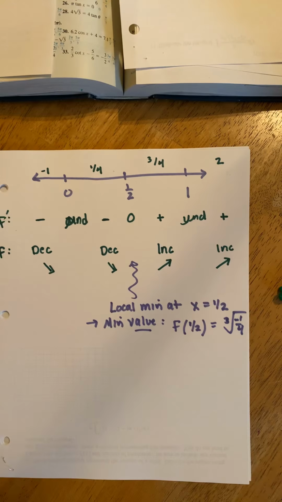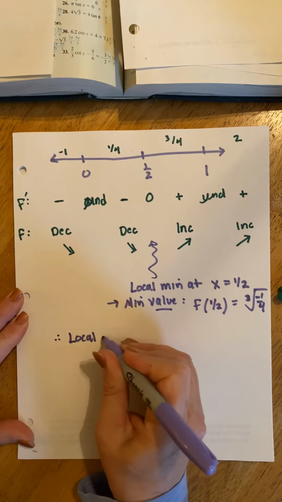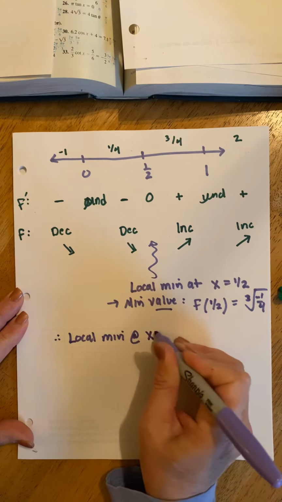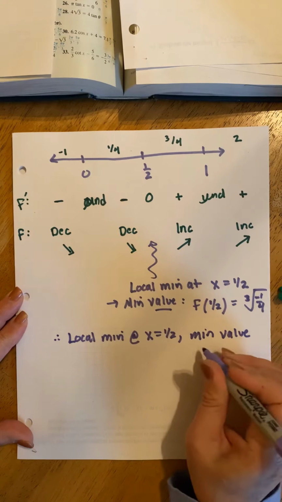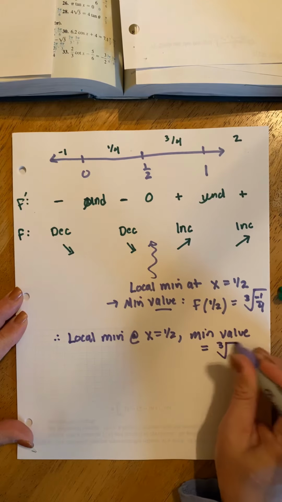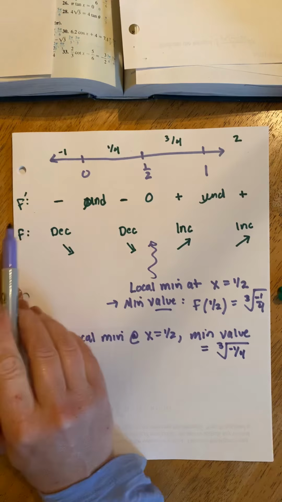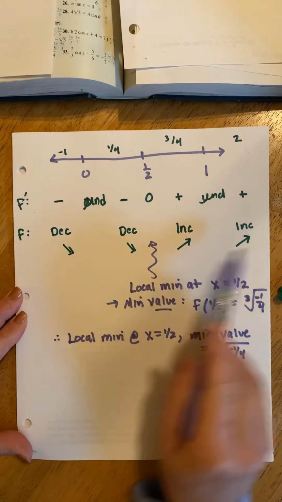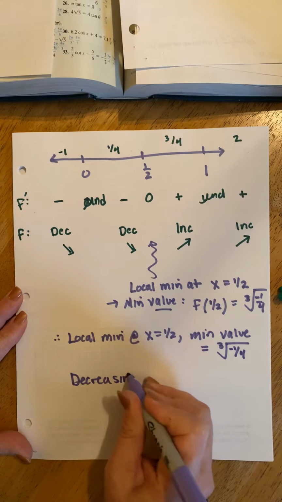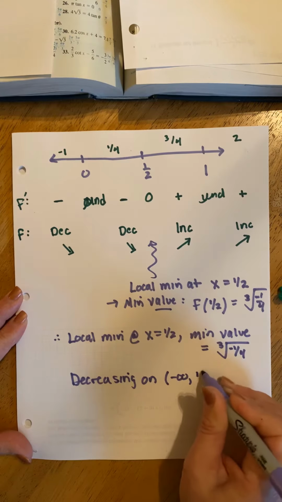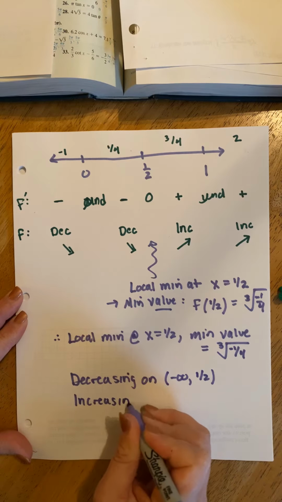And then we're going to make our conclusion here. We're going to say, therefore, we have a local min at x equals 1/2. The minimum value is equal to the cube root of -1/4. The function will decrease forever to the left of 1/2. It's going to decrease forever. It's going to hit 0, and then it's going to increase forever. So it's decreasing on -∞ to 1/2. We go left to right on the number line, and then it's increasing to the right of 1/2 to infinity.